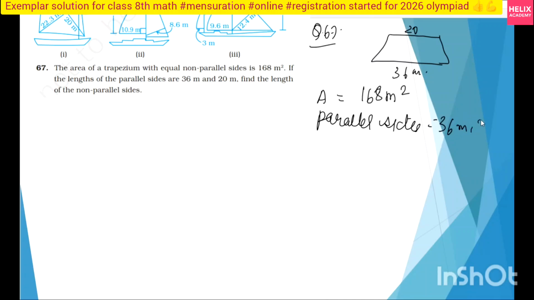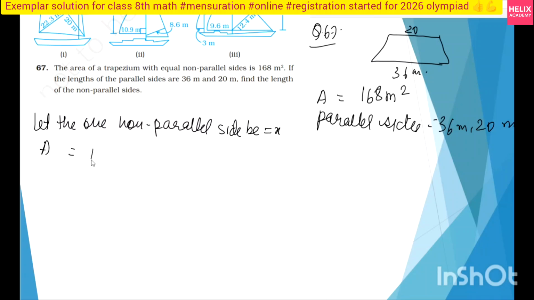36 meter and 20 meter. Okay, now let one non-parallel side be x. So what I will get, then I will put it on the formula. Formula of the area is 1 by 2 (a plus b) into h.